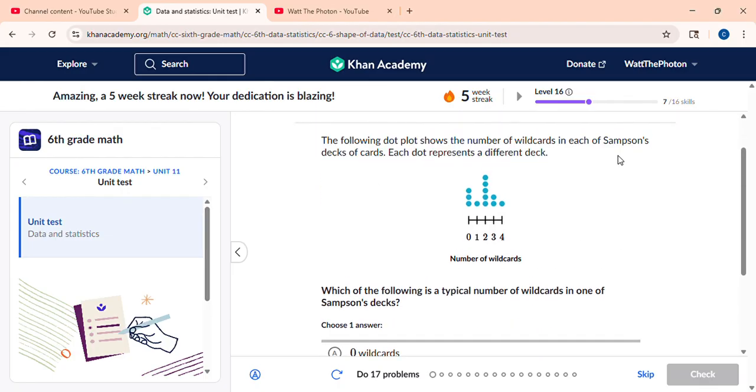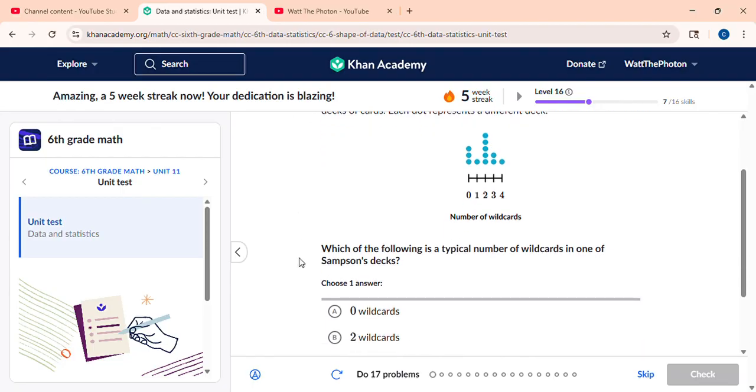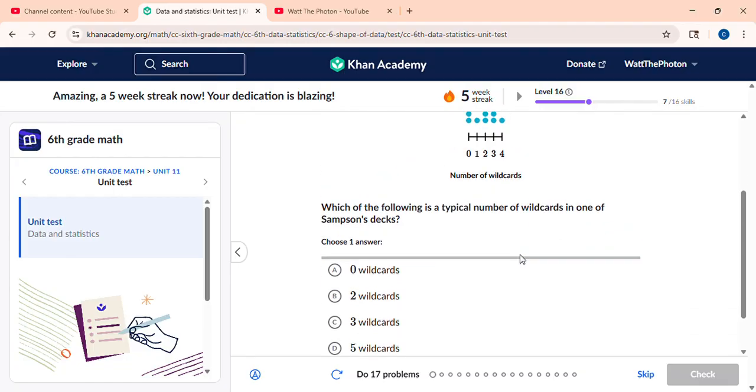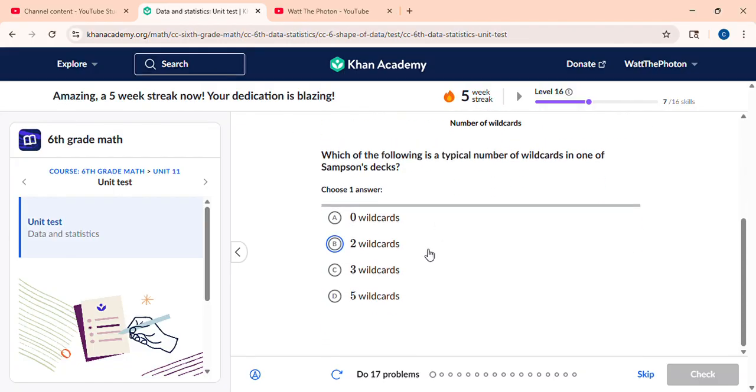The following dot plot shows the number of wild cards in each of Samson's decks of cards. Each dot represents a different deck. What is the typical number of wild cards in all the decks? So 2 seems to be most probable.